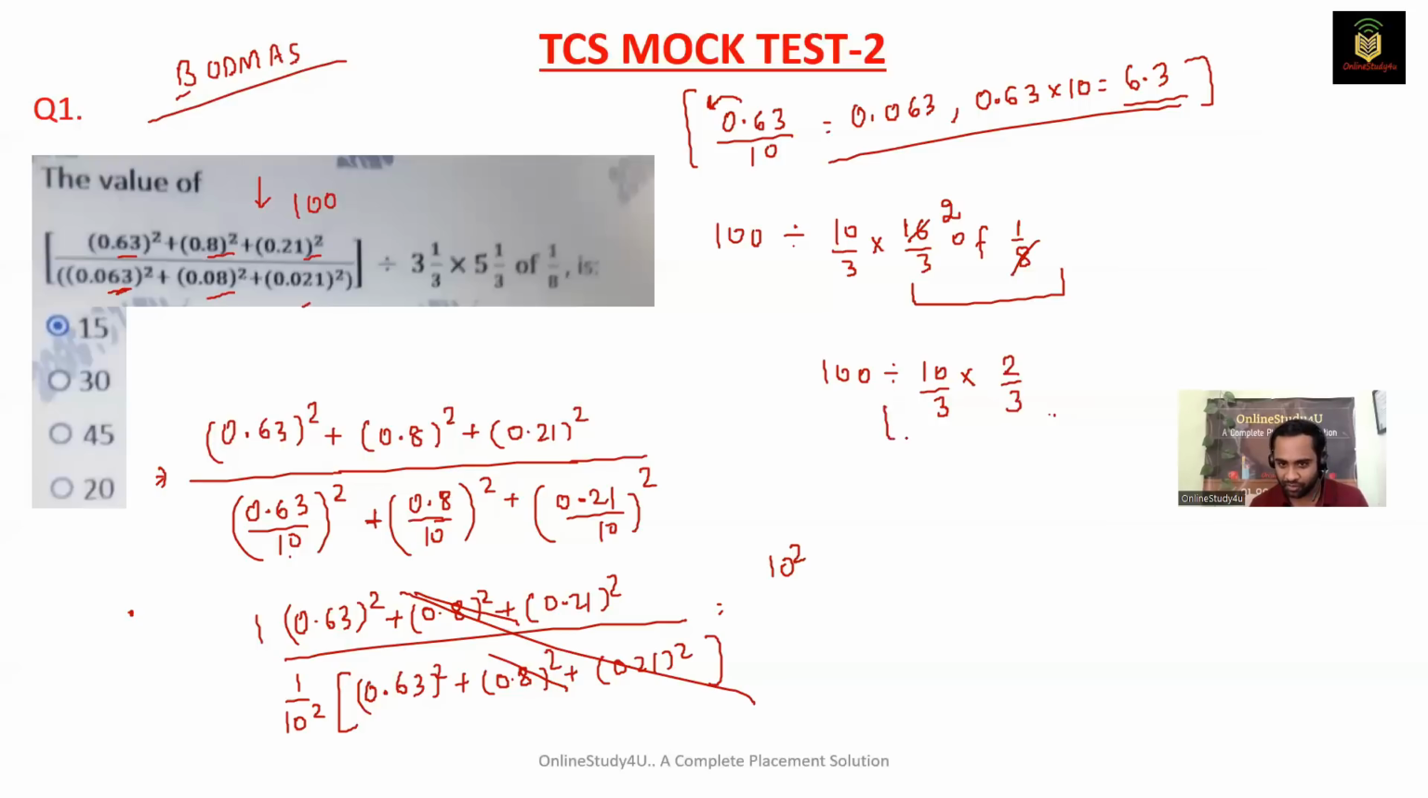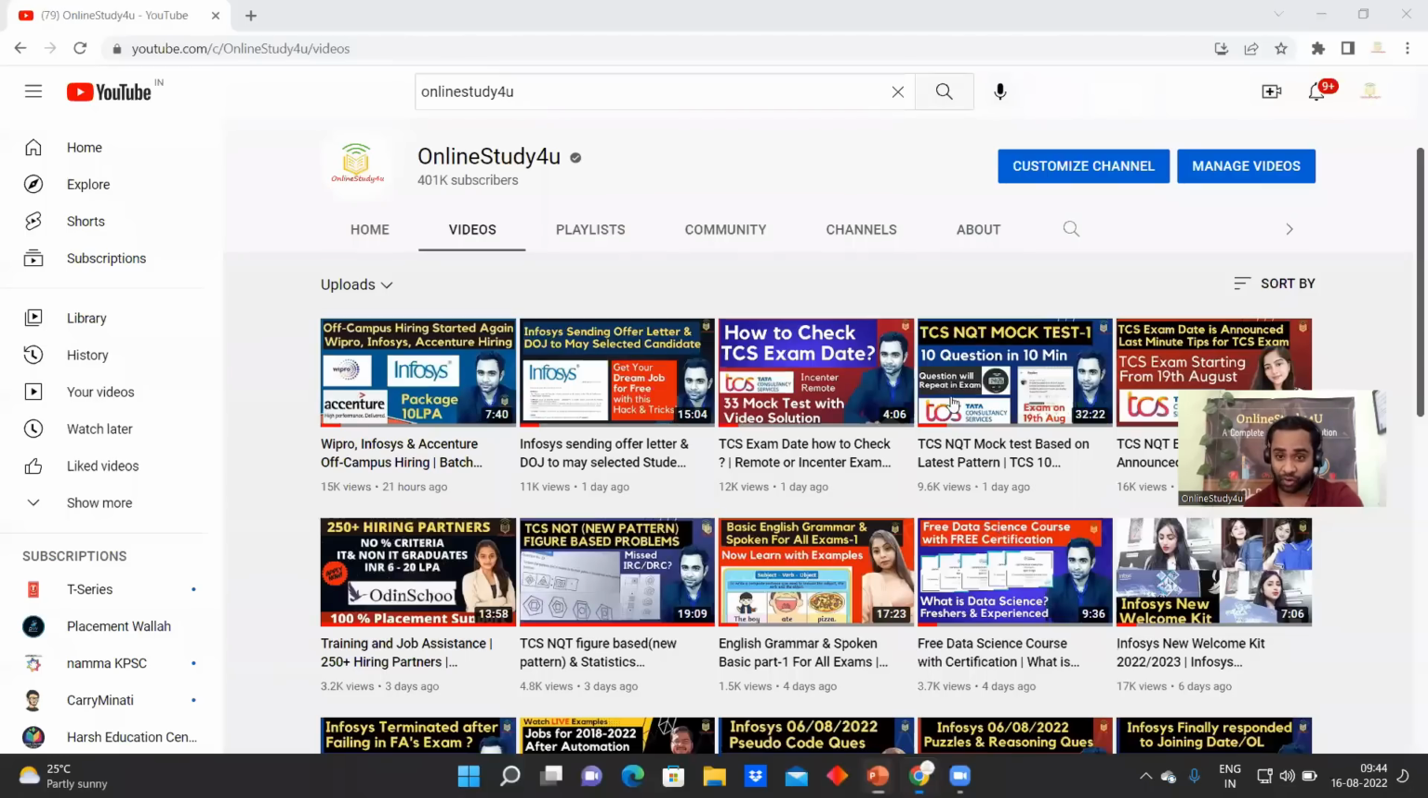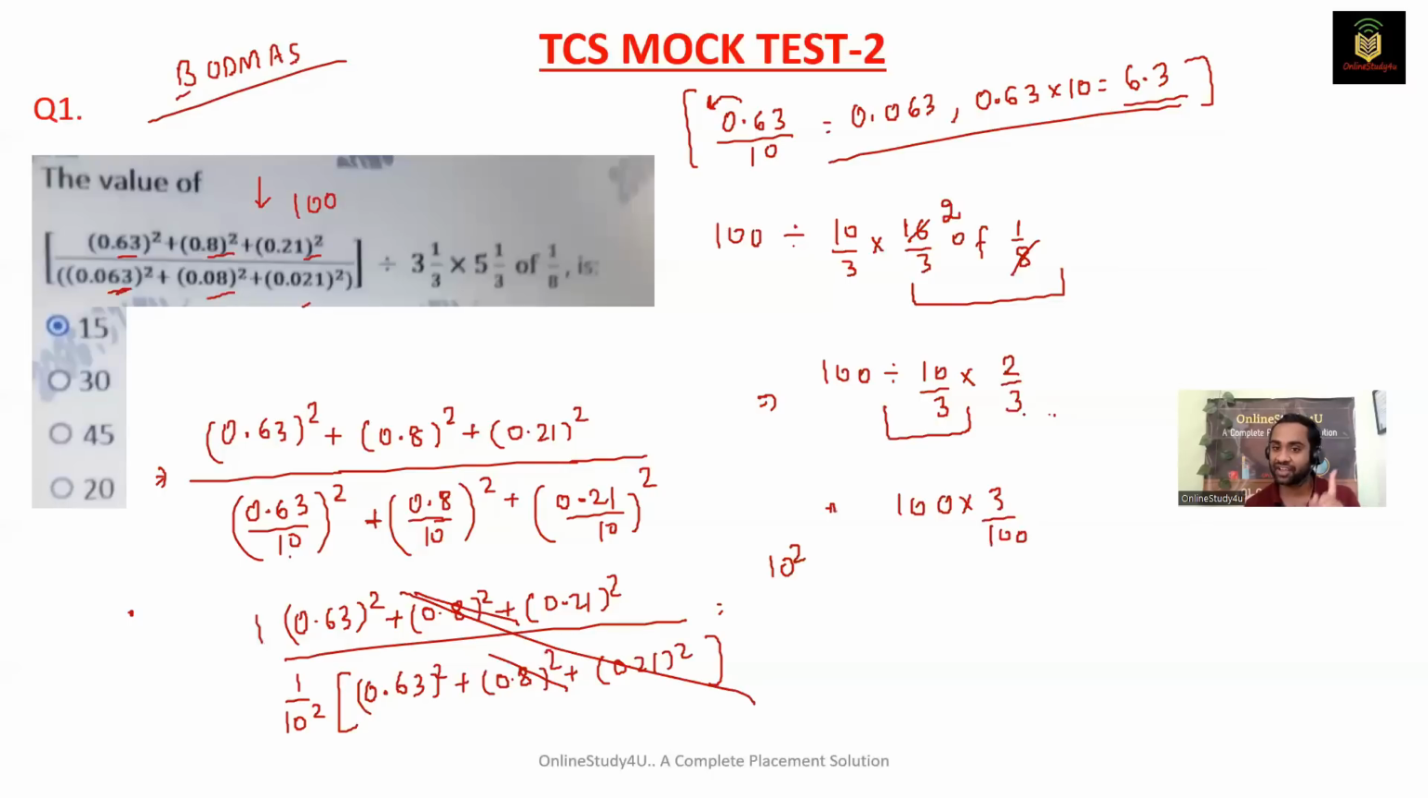Okay, now division will take the precedence. Totally BODMAS here. So 100 into, so now what division, what we are doing? So division, if you will convert it to multiplication, then it will reverse. In part 1, we have discussed all those things. So if you have missed it by any chance, part 1 you definitely have to watch. Okay, so 3 by 10. So 100 into 3 by 10, because division, if you're changing into multiplication, then you need to reverse the numerator and denominator. Okay, then into 2 by 3.